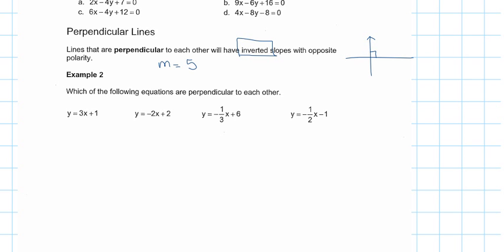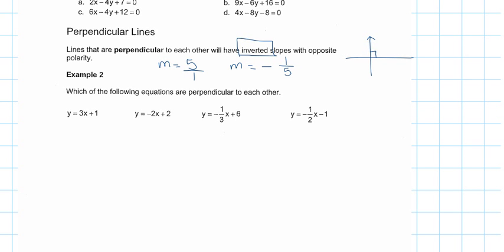1 over 5, and it's going to be negative that. So it's going to be negative 1 over 5, okay? So the slope has to be negative, or the opposite sign, basically, and inverted. Okay? Remember that a whole number has a denominator of 1, right? So when I flip this, it becomes 1 over 5. And the opposite sign is going to be negative. All right?